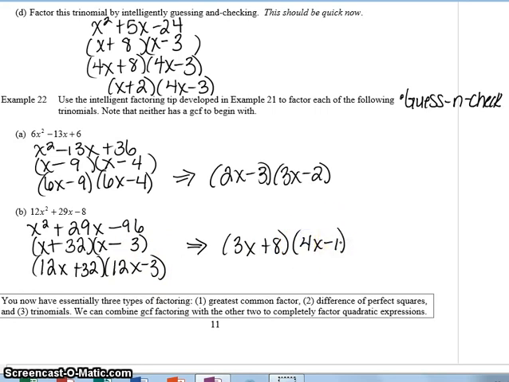The last little blurb here says, don't forget, now you have 3 essential types of factoring. 1 is greatest common factor. 2 is the difference of a perfect square, also known as DPS. And 3 is trinomials. Now remember, trinomials you could do by guess and check or slip and slide. We can combine GCF factoring with the 2 others to completely factor quadratic expressions.